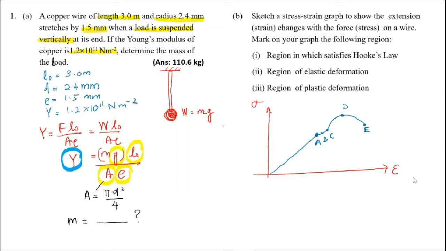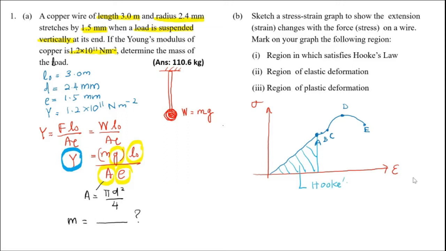Then the region which satisfies Hooke's law is this one. This one is actually the region that satisfies Hooke's law, because it is a straight line, which shows that when the stress increases, the strain also will increase. This one is the line satisfying Hooke's law.